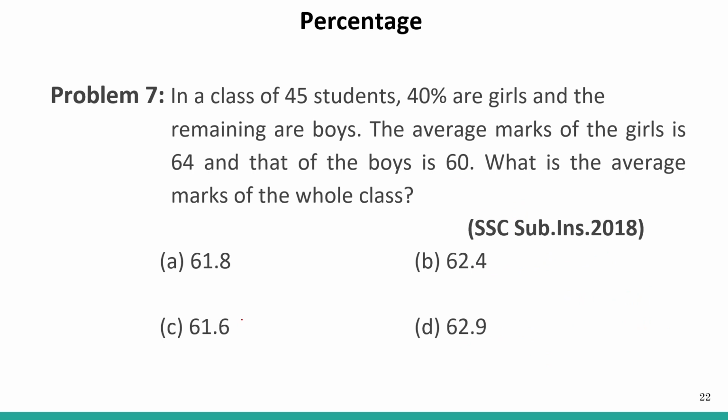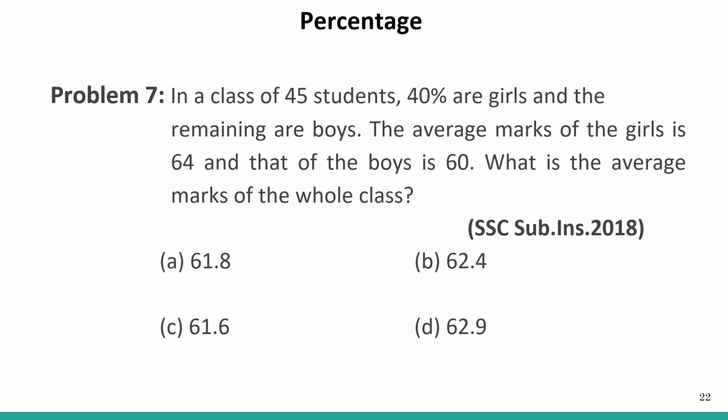Okay. So let's see problem number 7. In a class of 45 students, 40% are girls and the remaining are boys. The average marks of the girls is 64 and that of the boys is 60. So what is the average marks of the whole class?